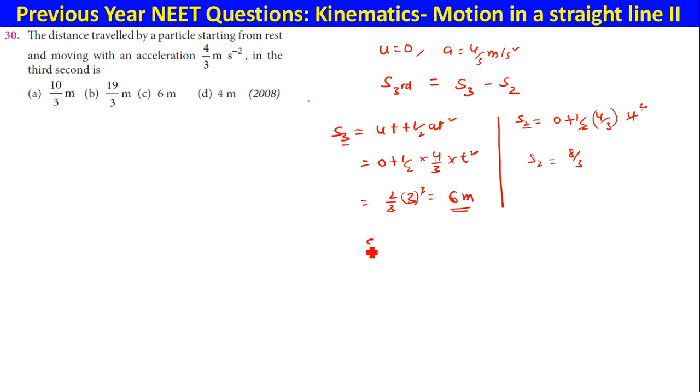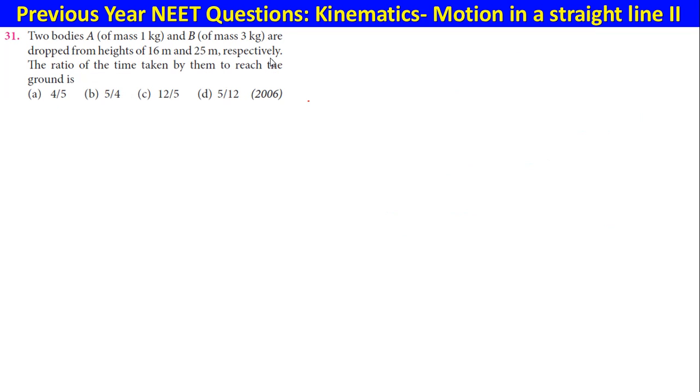So what about distance traveled between S3 minus S2 is equal to 6 minus 8 by 3. Okay, so here LCM is 3. 3 6s are 18 minus 8, that is nothing but 10. 18 minus 8, 10 by 3 meters, isn't it? Yes, that's the correct answer. Next, two bodies A and B are dropped from heights of 16 and 25 meters.